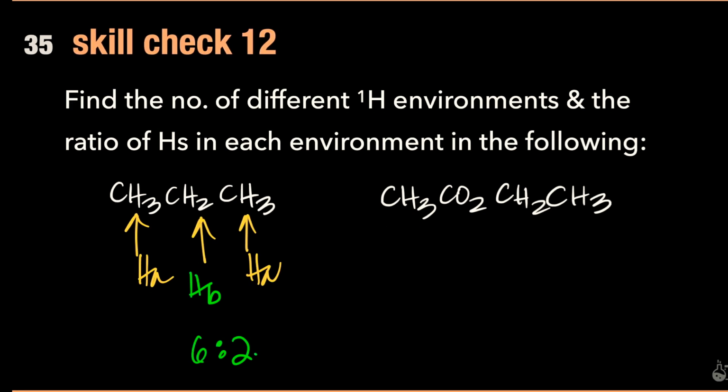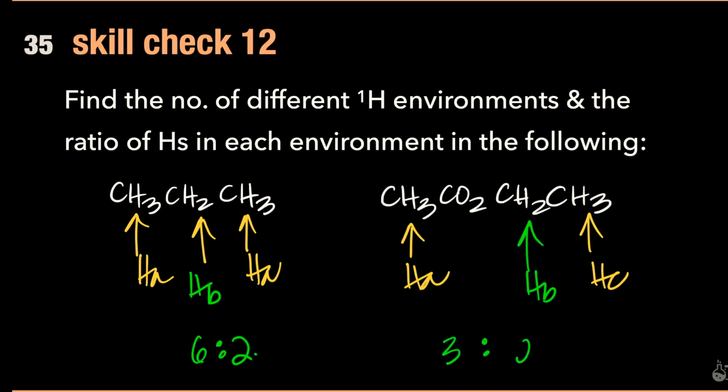How many environments are in this one? 3 environments, because this CH3 is different from the last CH3, and the middle one is, let's say, HB. Why different? Because that's a CH3 bonded to a CO, and that's a CH3 bonded to a CH2. It's not symmetrical. So the height will be 3:2:3. Yeah?